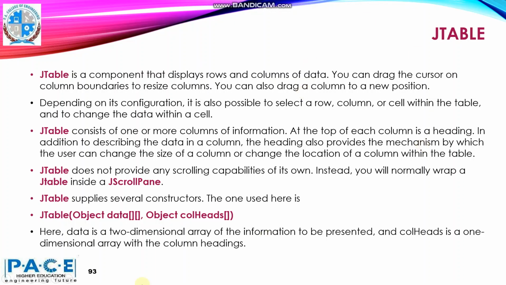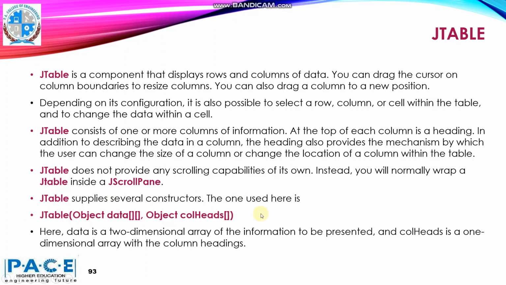JTable consists of one or more columns of information. At the top of each column is a heading. In addition to describing the data in a column, the heading also provides the mechanism by which the user can change the size of a column or change the location of a column within the table. JTable does not provide any scrolling capability of its own. Instead, you will normally wrap a JTable inside a JScrollPane.